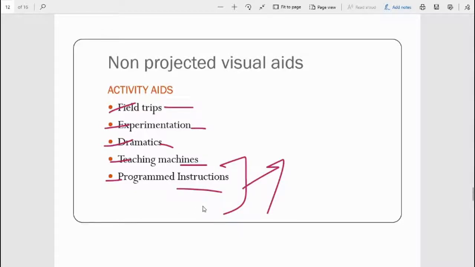Programmed instruction is applicable to all subjects, and in that, subjects, materials and contents are pre-programmed. So the learner at any point of time can access them, solve those and learn something new. If there are some topics, they can learn topics, they can solve questions, they can be part of it.